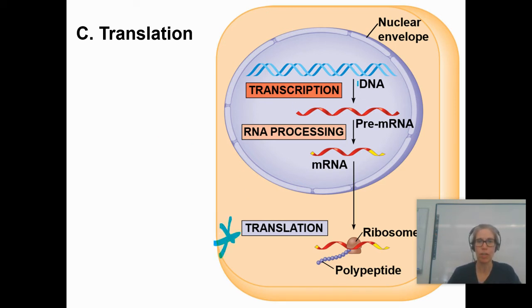So we've already done some videos on transcription, which is DNA to RNA, and then RNA processing that happens in eukaryotes to make the messenger RNA. Today we're going to talk about how the RNA goes to a ribosome and gets translated into a polypeptide, which can then fold and become a protein.